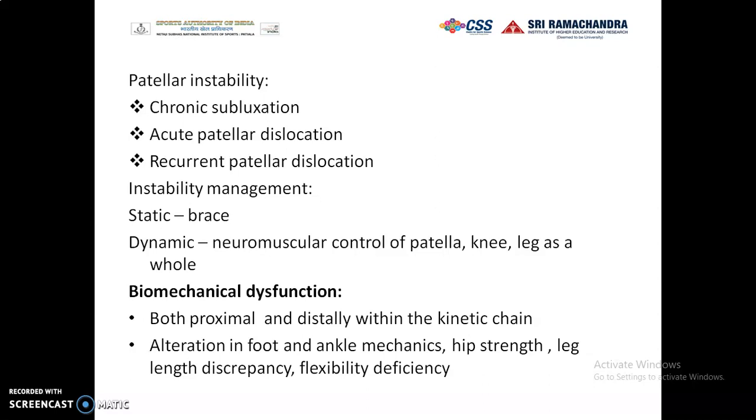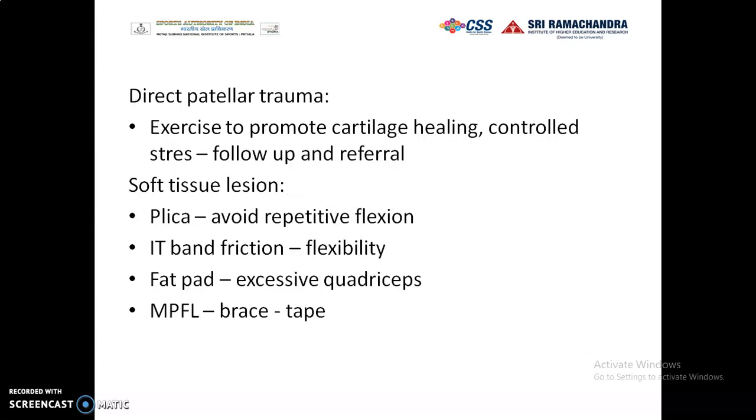So what are the biomechanical dysfunctions? Both proximal and distal within the kinetic chain, alterations in foot and ankle mechanics, reduced hip strength, possibility of limb length discrepancy, and lack of flexibility in a muscle. So what happens if it is a direct patellar trauma or soft tissue lesions?